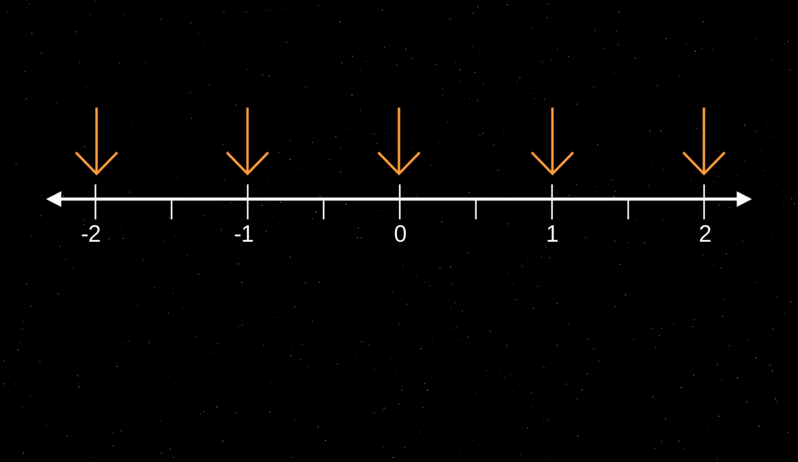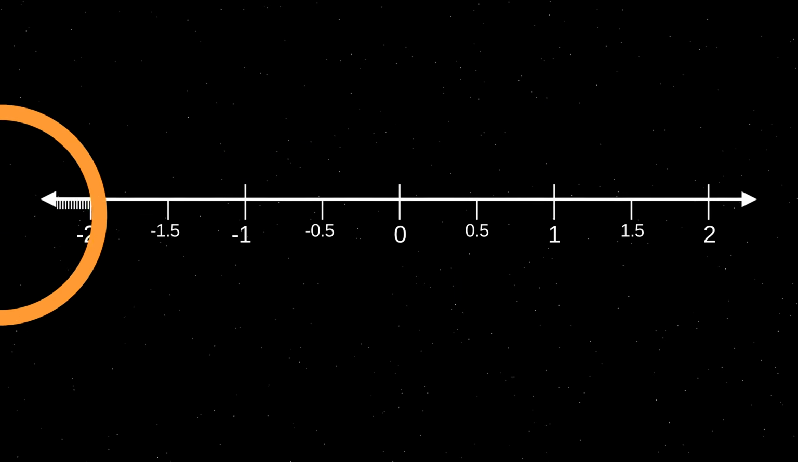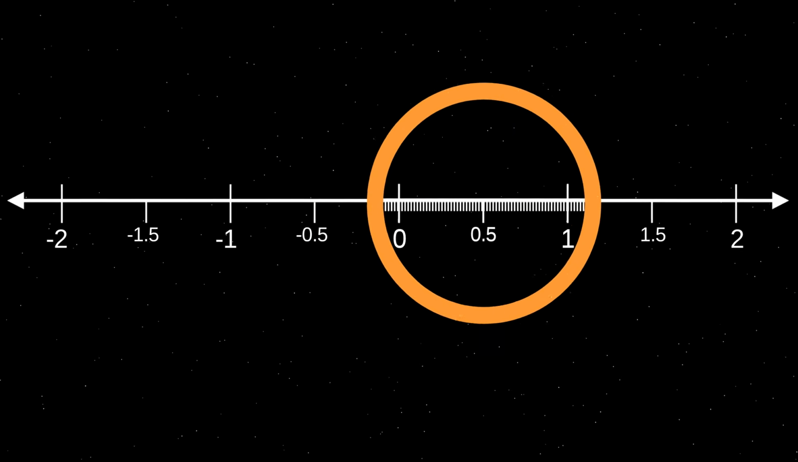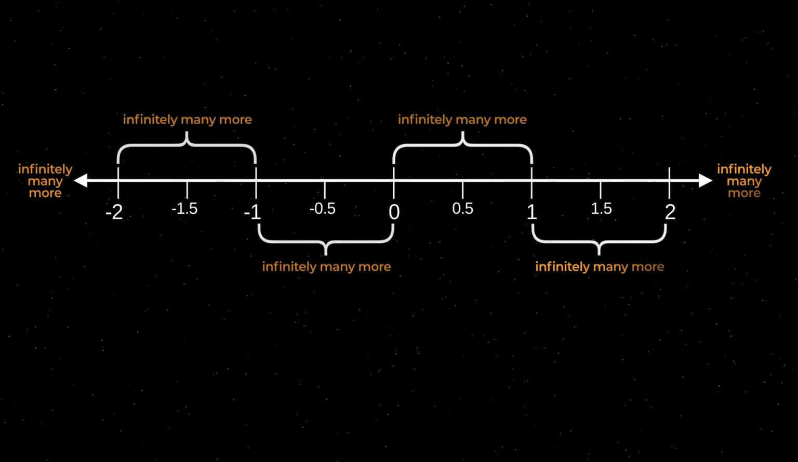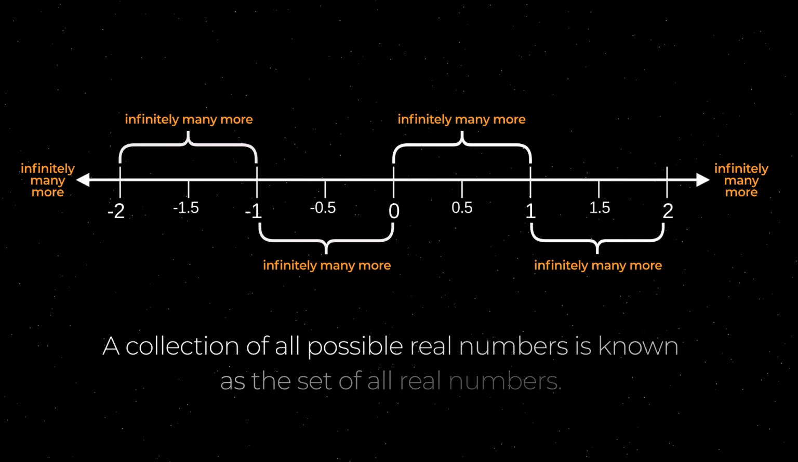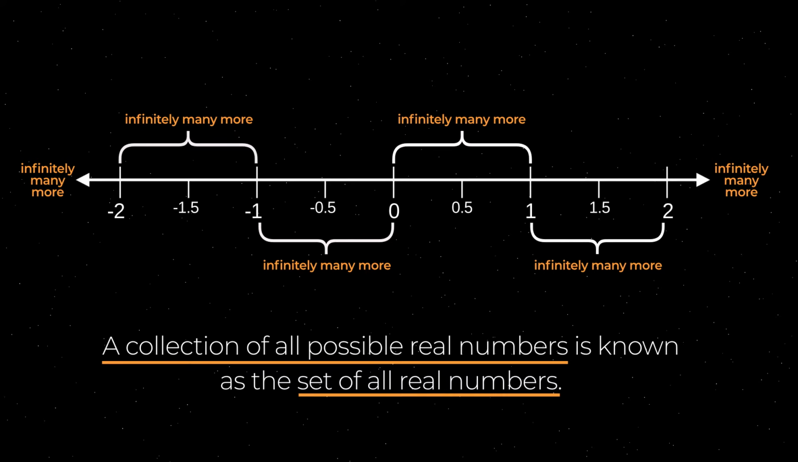Let's go a step further and include some numbers in between these numbers, for example 0.5 and 1.5 on the right-hand side, and the negative versions on the left-hand side. Again, the numbers that you see here are just some of the numbers that exist. There are infinitely many more that are possible in between these numbers and on both sides of the number line. A collection of all possible real numbers is known as the set of all real numbers.